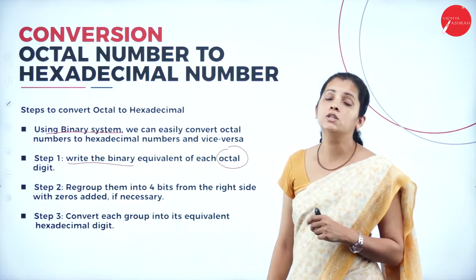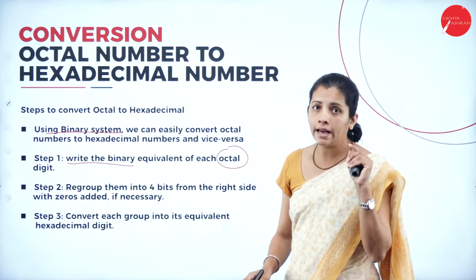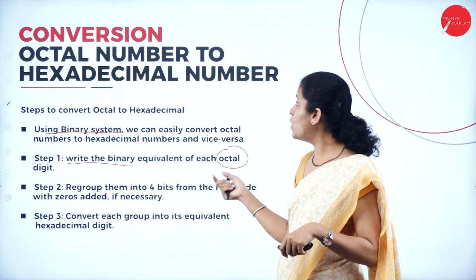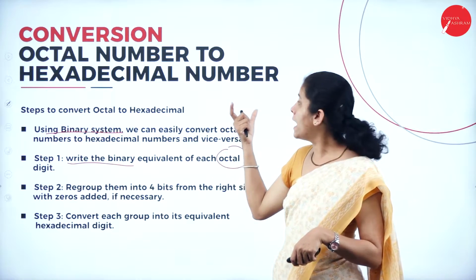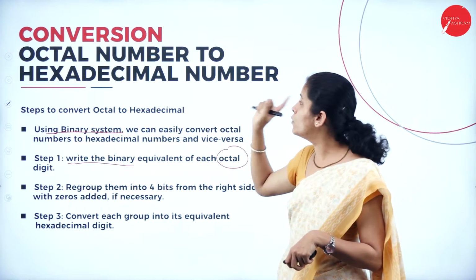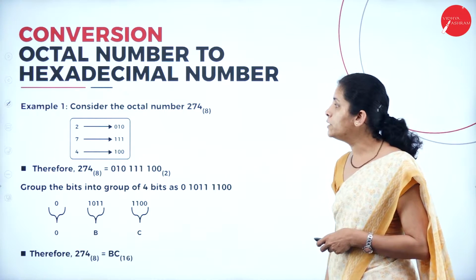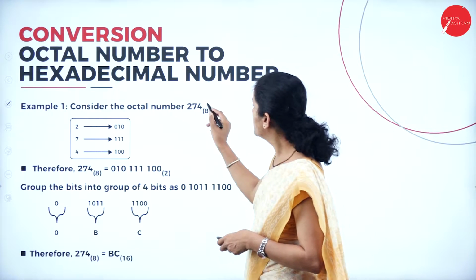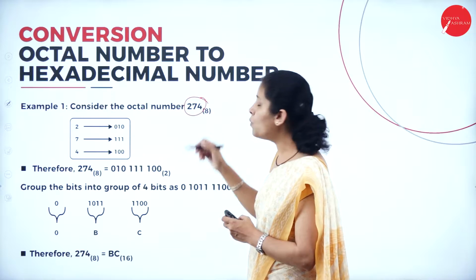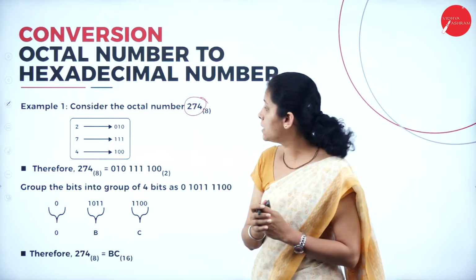Octal means what? It is 2 to the power 3. That means in an octal number, I get only 3 bits, and if I go with a hexadecimal number, I get 4 bits. That means I am going to make a group of 4 bits together. Now let me consider the example here. Here I have 274. So what I will do, I am going to extract individual digits separately.